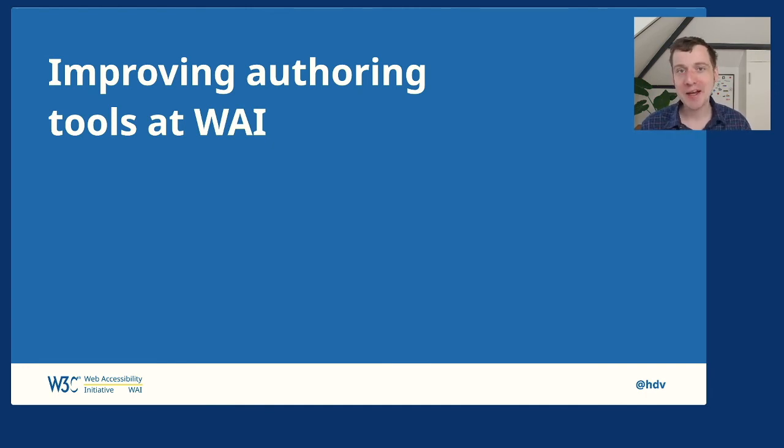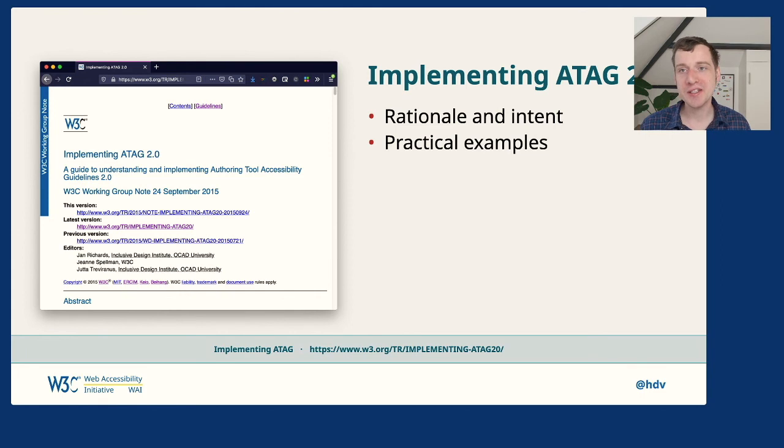Now, it may be clear to you by now that at WAI we find authoring tools a really important part of web accessibility, and to that extent, we're doing a number of things to improve the situation. The first thing is I just wanted to mention that if the ATAG standard itself is a bit of a long read, there is also the Implementing ATAG 2.0 document that has rationale and intent for each of the success criteria and a bunch of different practical examples. And I've taken some of the examples in this presentation from there as well. It helps to understand ATAG a bit better if you get stuck in the main ATAG document.